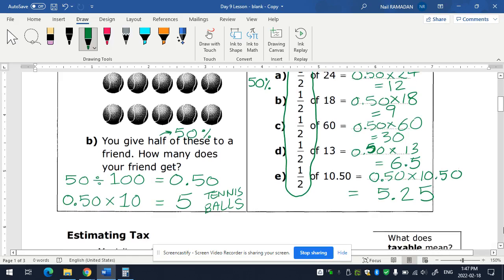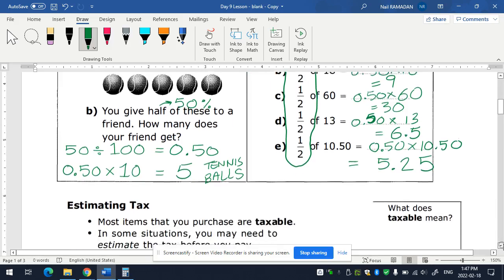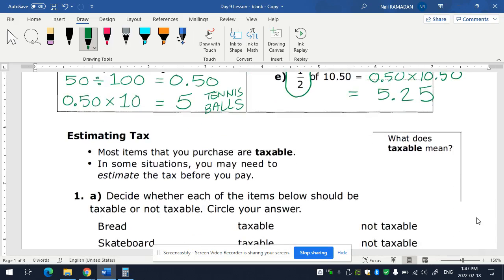So the next question is estimating tax. Okay, we're going to estimate, but we're also going to just quickly calculate because we do have calculators almost all the time. First of all, what does taxable mean? If something is taxable, what does that mean? You have to what? Yep.